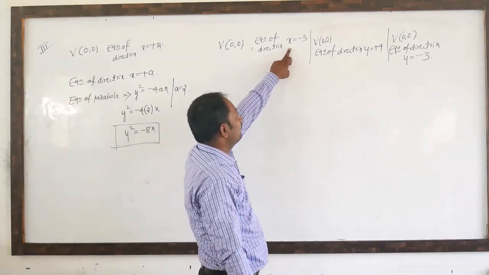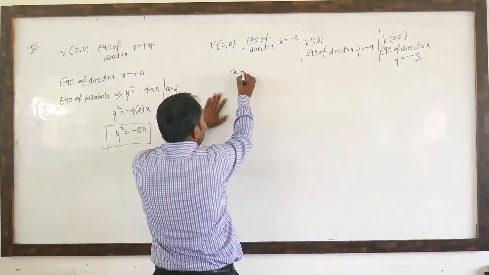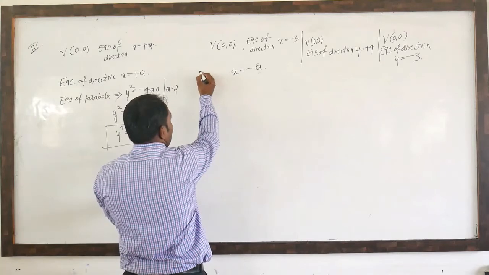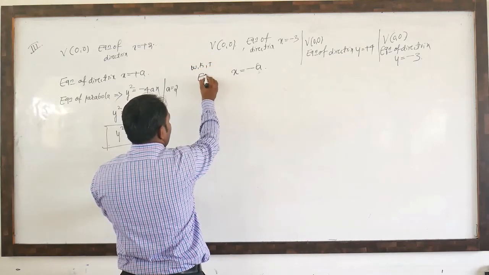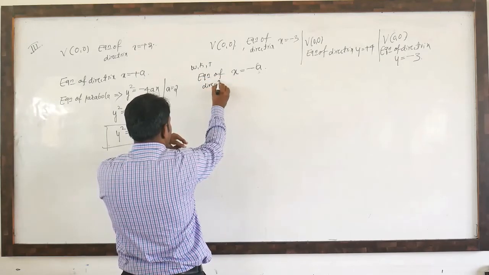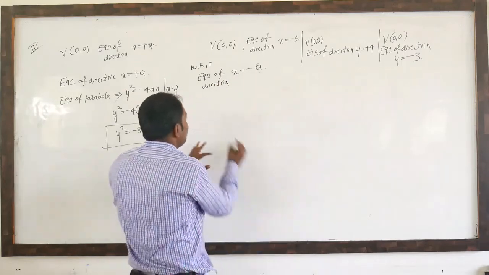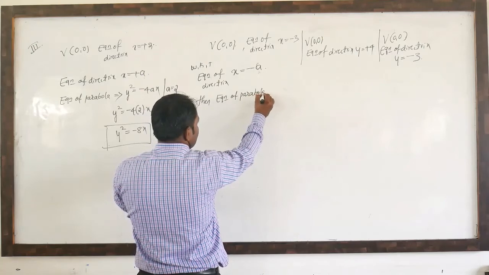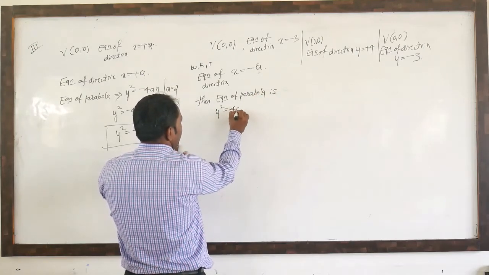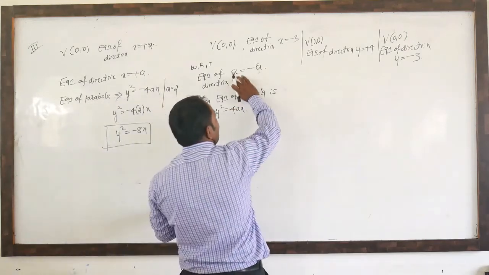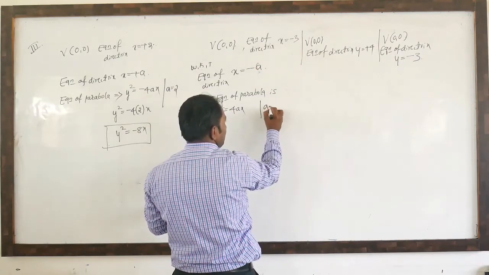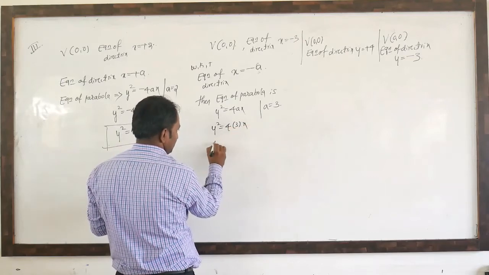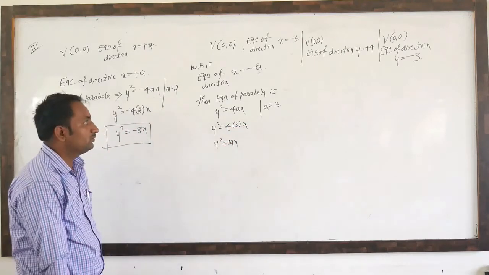Here the directrix x is equal to minus 3, compared with the general form x is equal to minus a. We know that the equation of directrix x is equal to minus a, then the equation of parabola is y square is equal to 4ax. Compared with x is equal to minus a is minus 3, definitely a is equal to plus 3. Substitute here: y square is equal to 4 into 3 into x. Y square is equal to 12x.